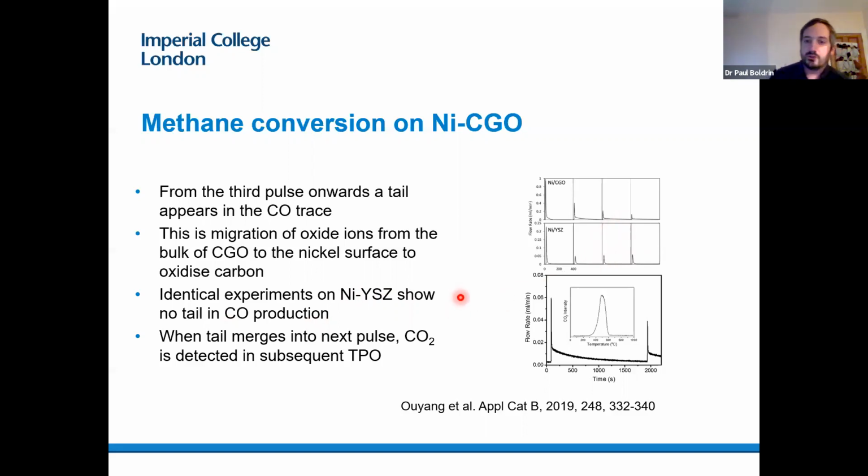So if you do the pulses close enough together so that this tail is still going down when the next pulse arrives. So if instead of doing this next pulse here, we did it here, then you do a temperature programmed oxidation, which is where you heat the material up in oxygen, then you get carbon dioxide, which shows that this is carbon built up on the surface of the nickel, which is waiting to be oxidized.